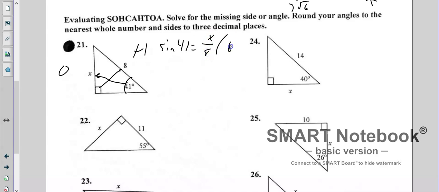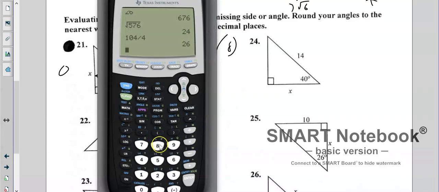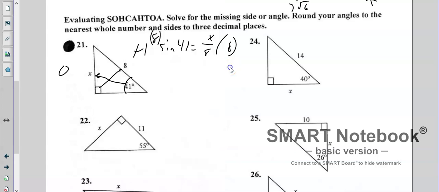Now this is the easy one when you simply do 8 times sine of 41. It says round your angles to whole numbers and sides to 3 decimal places. So we're going to take our calculator and do 8 times sine of 41. So 3 decimal places, 5.248.